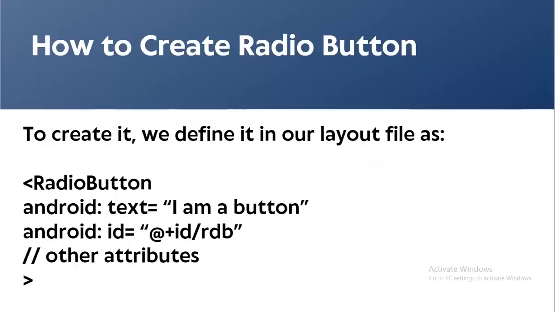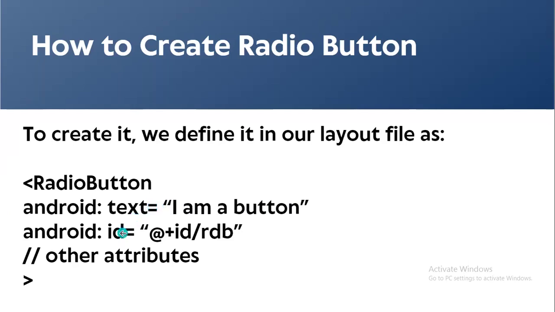Now we will see how to create a radio button. Suppose you want to use one radio button, then to create it, we define it in our layout file, as we have to add one XML tag in our XML file, that is RadioButton. And as you can see, we have set two properties over here. The first one is the text, meaning the text that you want to display in front of the radio button. Whatever you provide over here in the double quotation will appear in front of your radio button.